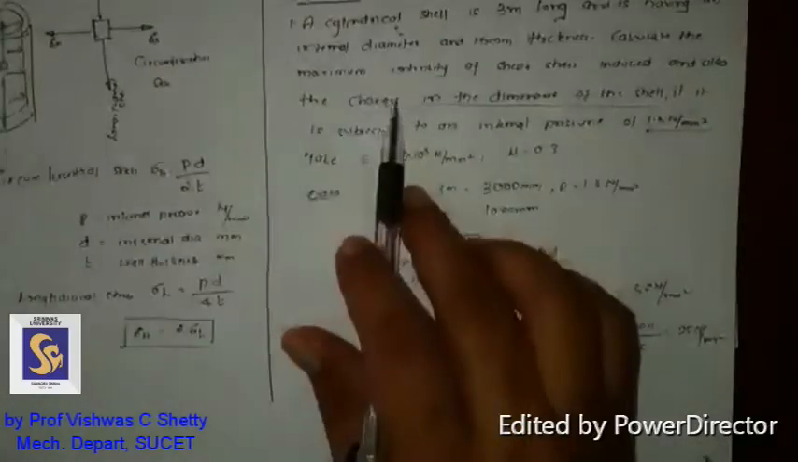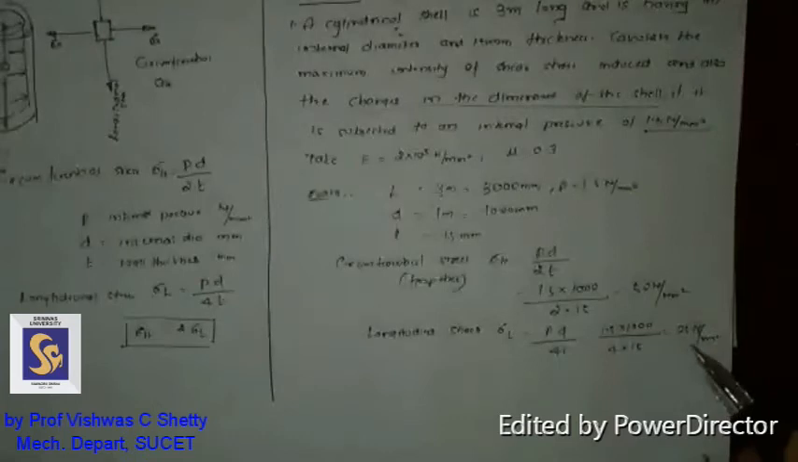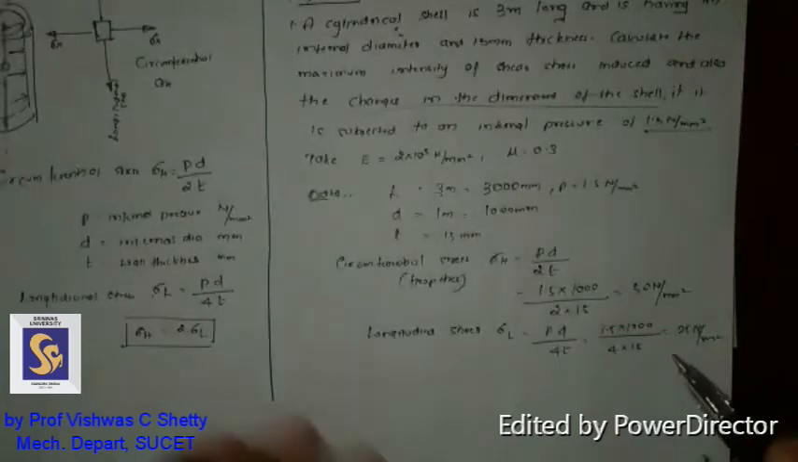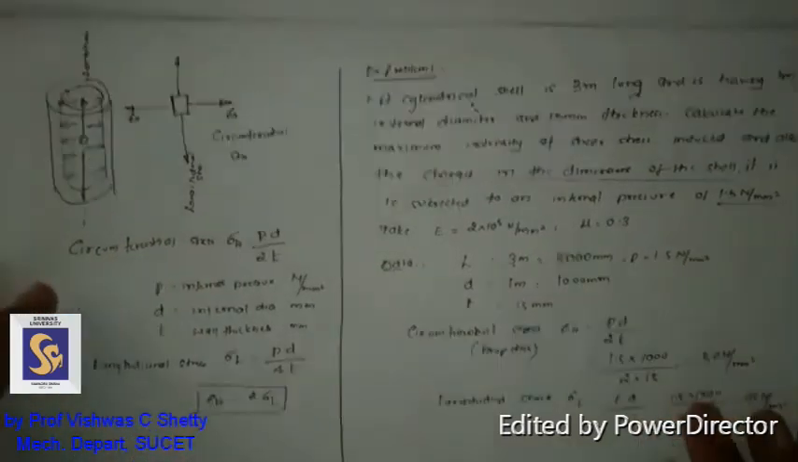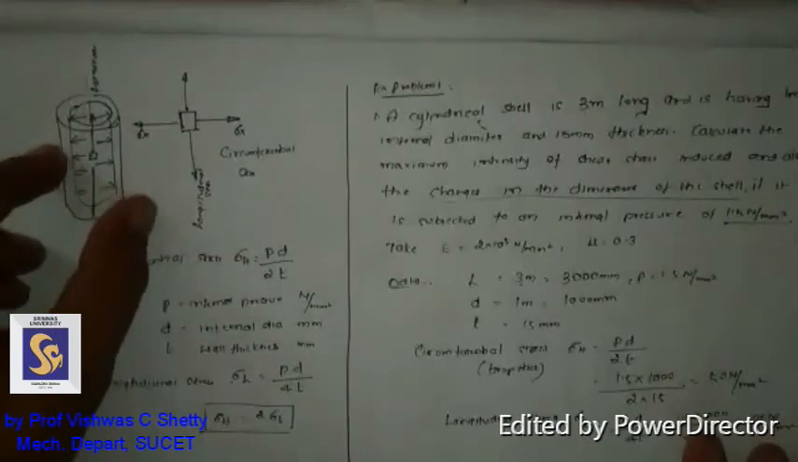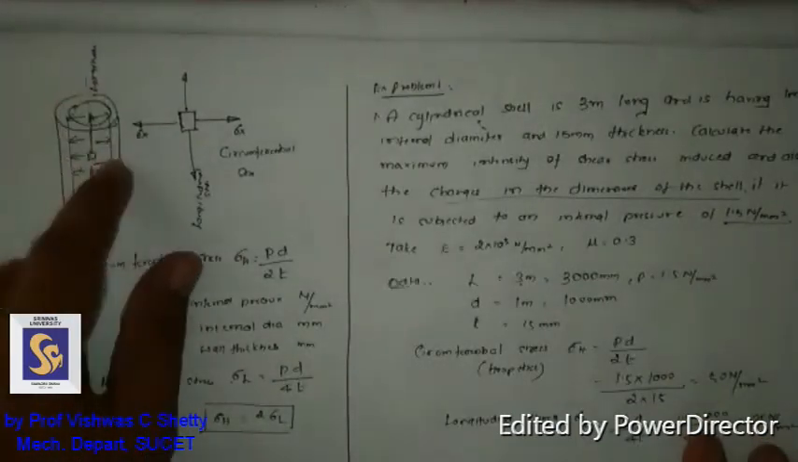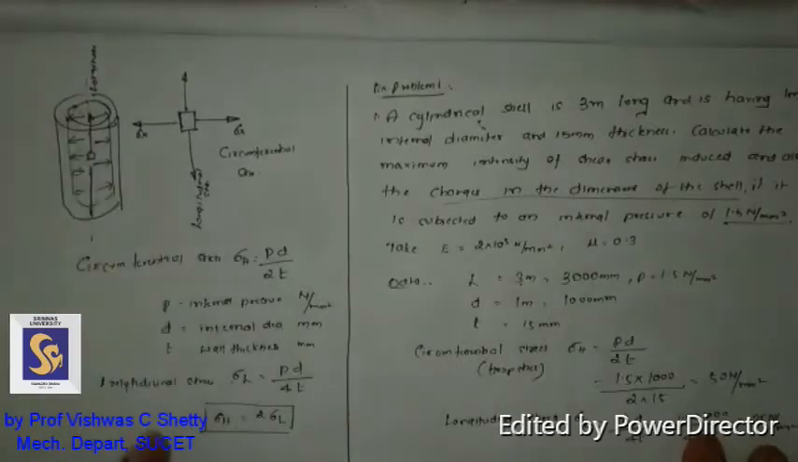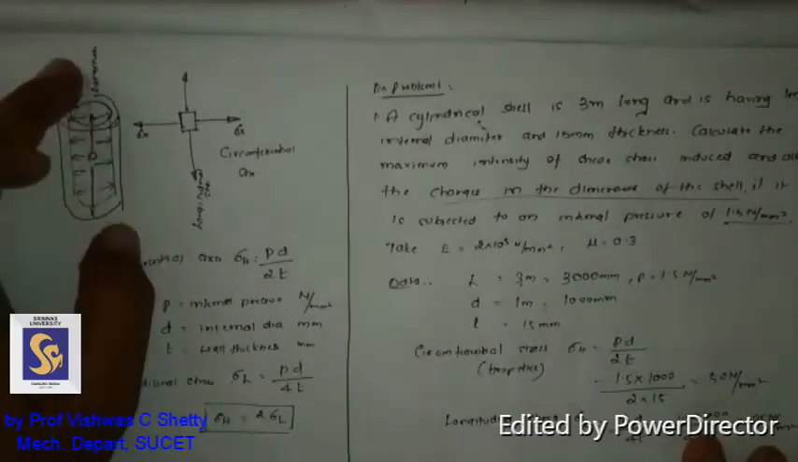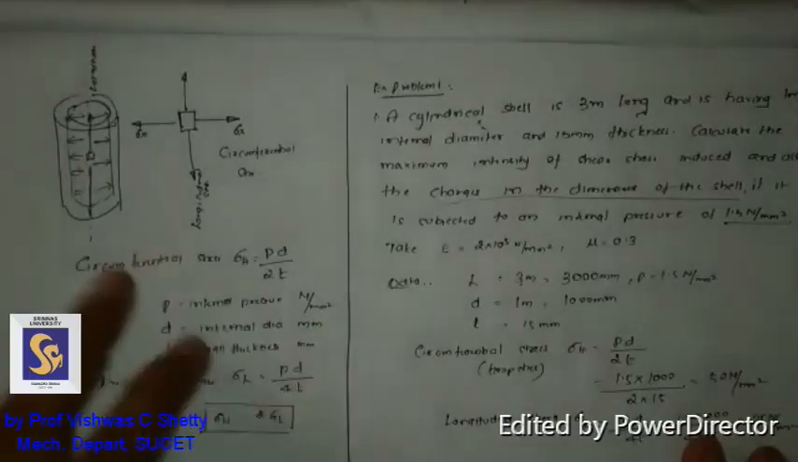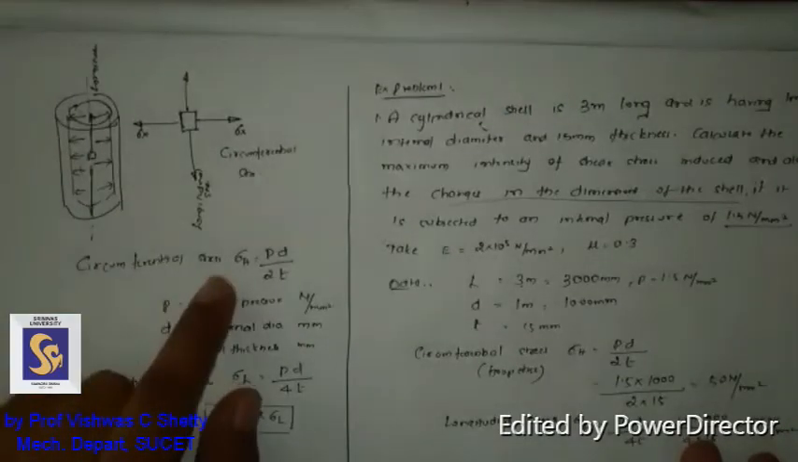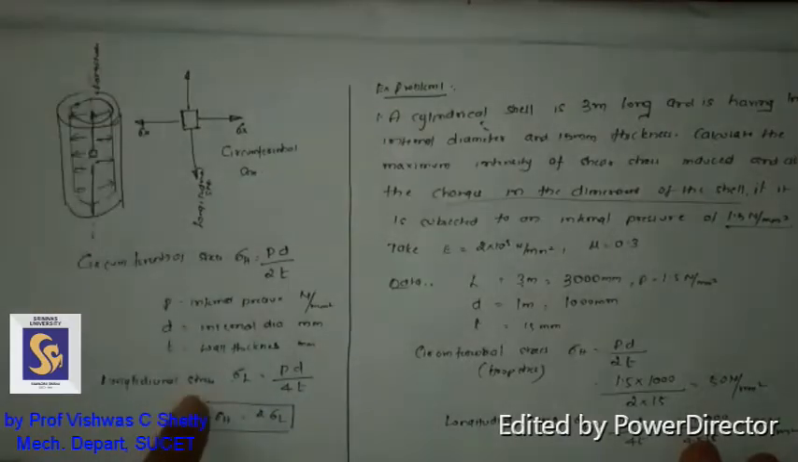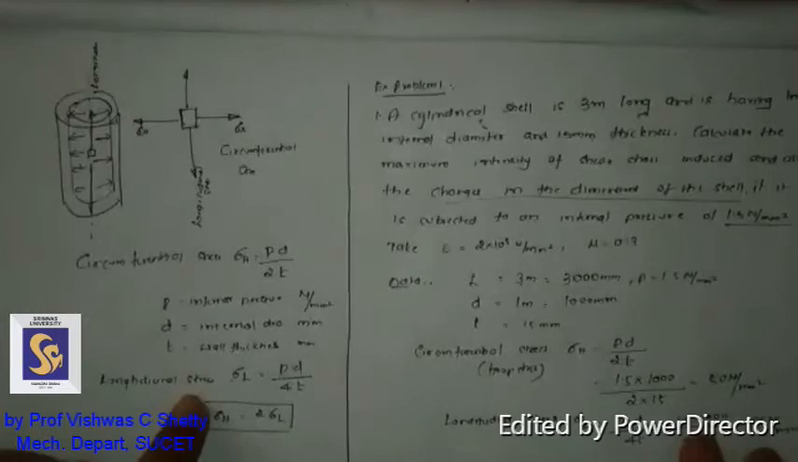Now they have asked for the changes in the dimension of the shell, so you have to find that out. See, there are two stresses here: circumferential stress and longitudinal stress. Circumferential stress is due to the internal diameter, and there is also longitudinal stress in the longitudinal direction. Since there are two stresses, there should be two strains also: one is the diametrical strain due to circumferential stress, and there should be longitudinal strain due to longitudinal stress, isn't it?